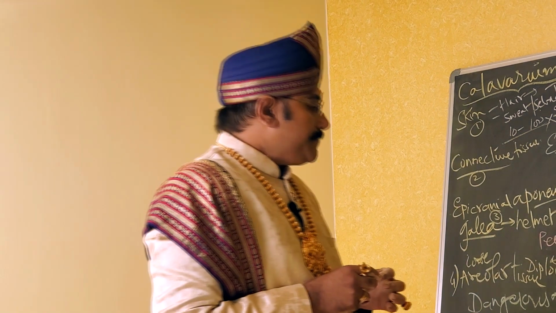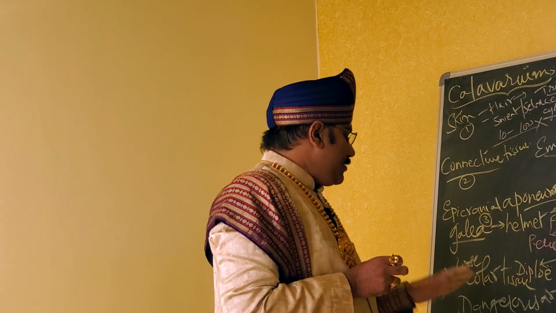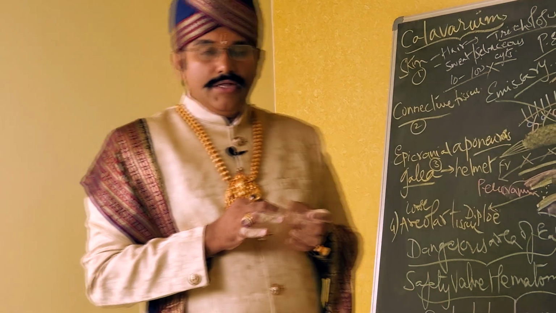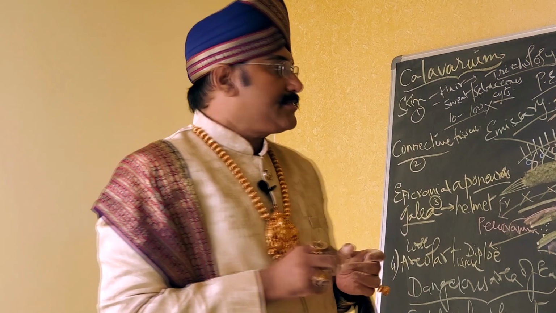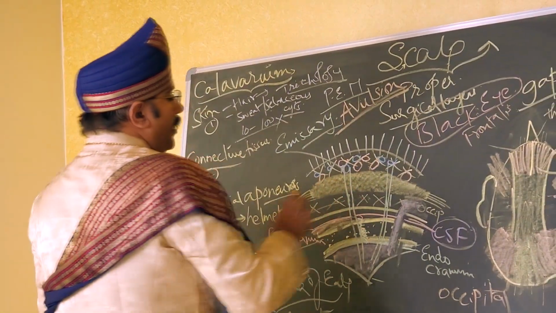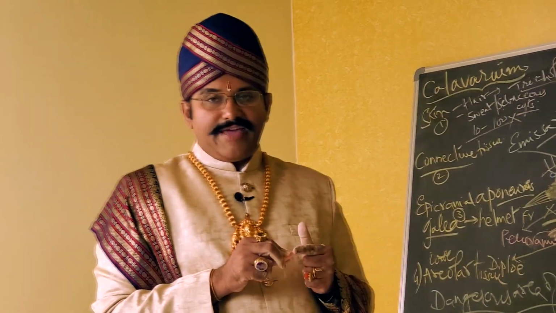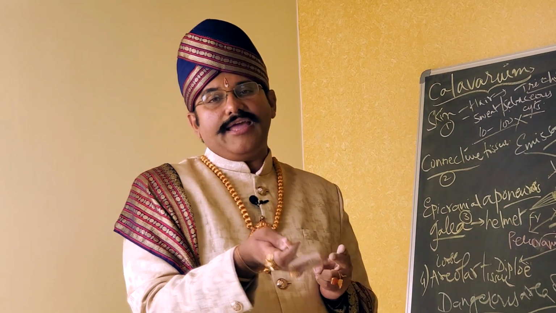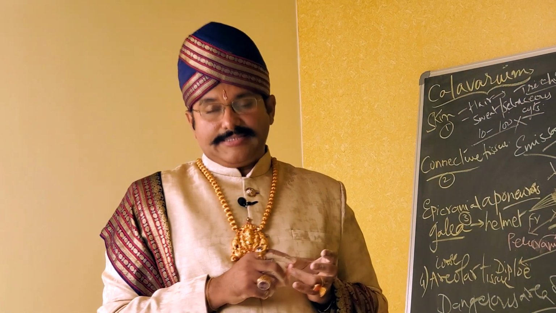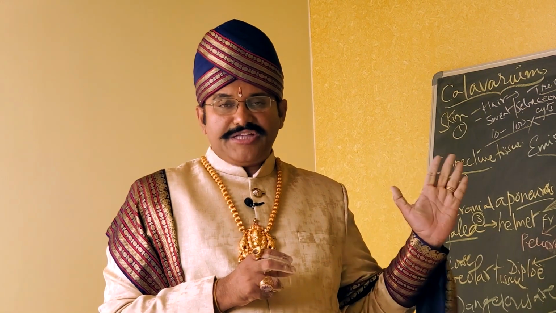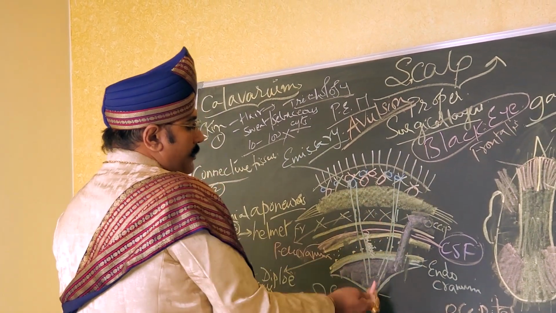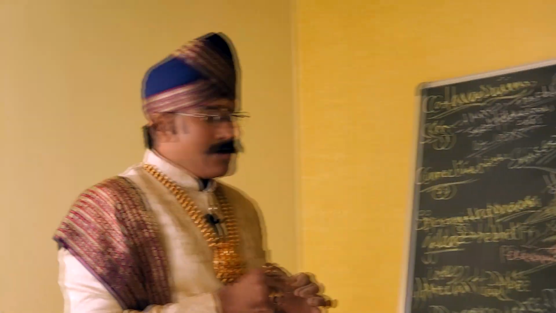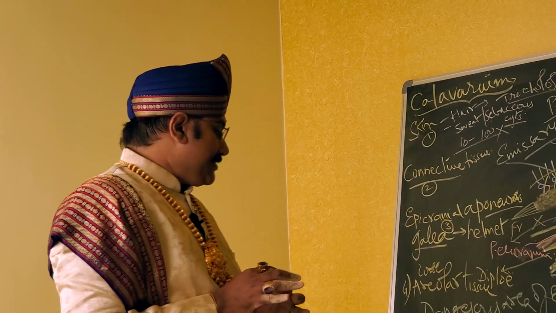Then we have got the fourth layer, which is called the loose areolar tissue. It is also called the dangerous layer or dangerous area of the scalp because of the presence of emissary veins. Now we learned emissary veins, which are valveless veins that are connecting the extracranial veins with the intracranial dural venous sinuses. So the infection that is present here in the region of the scalp, which is extracranial, can become intracranial now. And that's why it is called the dangerous area of the scalp.